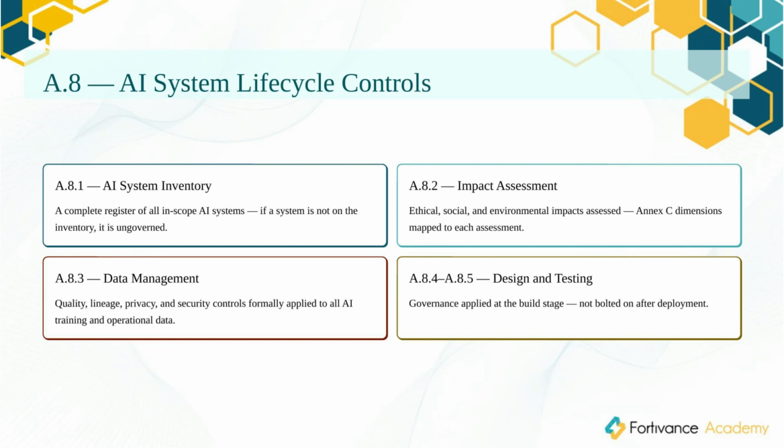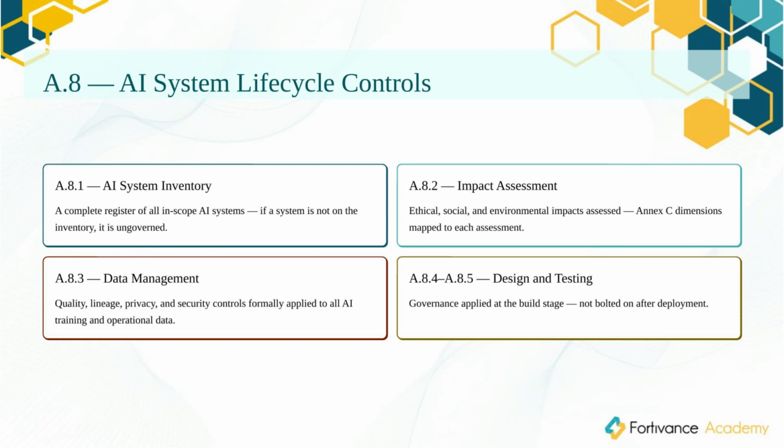A.8.1 requires an AI system inventory, a register of all in-scope AI systems with fields covering system purpose, owner, data inputs, risk classification, and lifecycle stage. A.8.2 requires an AI system impact assessment conducted before deployment and updated when material changes occur. A.8.3 covers data management: quality, lineage, privacy, security, and retention controls for data used in AI systems. We covered this in detail in episode 6.